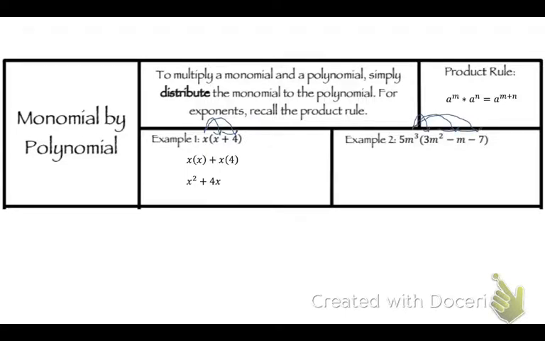Let's look at this one. Same thing, we're going to distribute that. So we have 5m cubed times 3m squared minus 5m cubed times m minus 5m cubed times 7. Well, 5m cubed times 3m squared: 5 times 3 is 15. M cubed times m squared is m to the 5th, because you have 3 m's, and then you're adding 2 more, so that combines to be 5. And then minus 5m to the 4th minus 35m cubed.